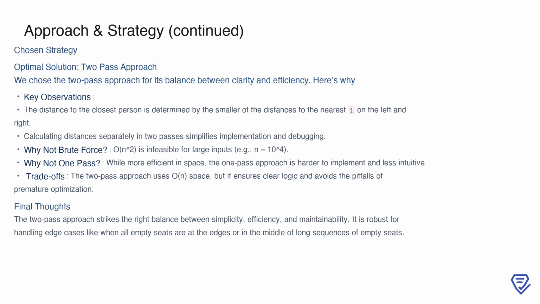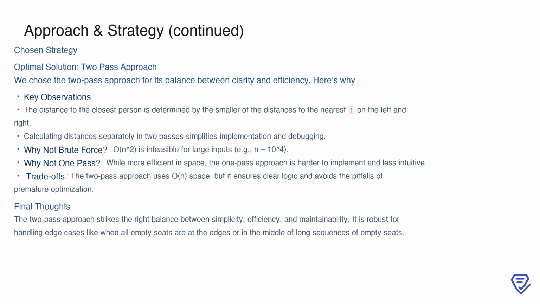For this problem, we selected the two-pass approach as the optimal strategy because it strikes the best balance between efficiency and clarity. One key observation is that the distance to the closest person is determined by the smaller of the distances to the nearest occupied seat on the left and right. By separating these calculations into two distinct passes, we simplify both implementation and debugging.